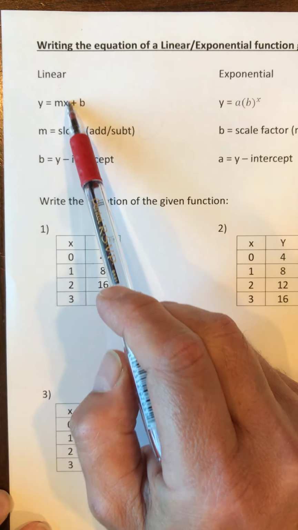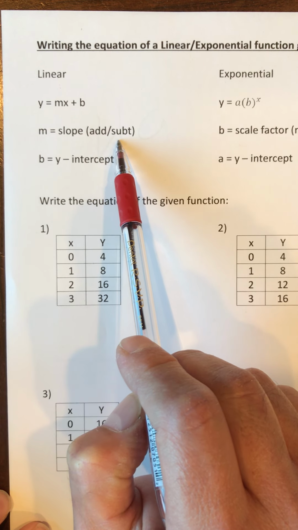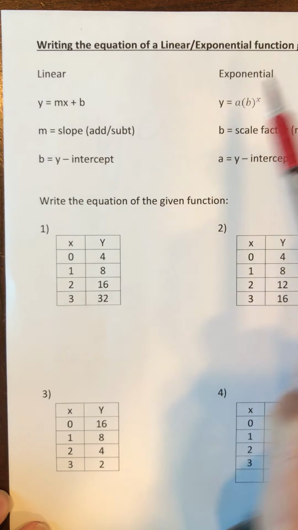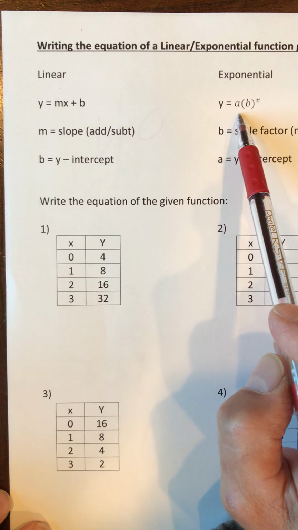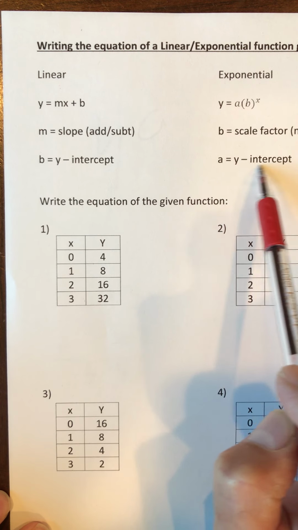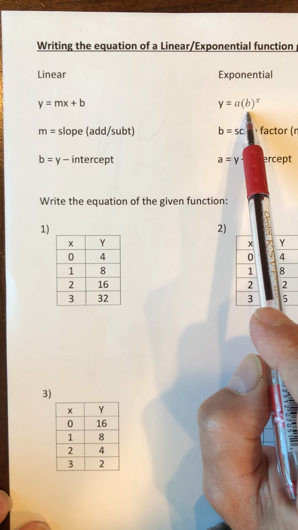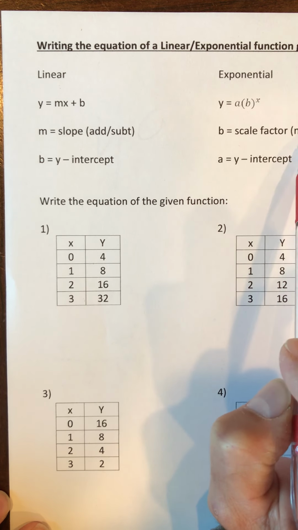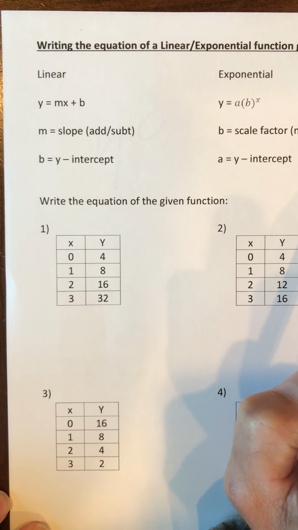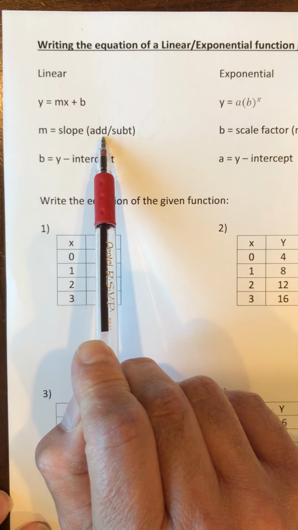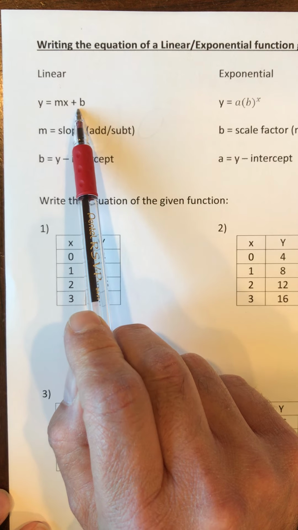If you remember, y equals mx plus b, where m is the slope. That's the amount that it either adds or subtracts from one y value to the next. And b is the y-intercept. For exponential ones, it's y equals a times b to the x, where a, the number in front, is your y-intercept, and the base, b, is the scale factor. That's what you're multiplying or dividing by. So if it's multiplying or dividing from one value to the next, then it's exponential. If it's adding or subtracting from one value to the next, then it's going to be linear.